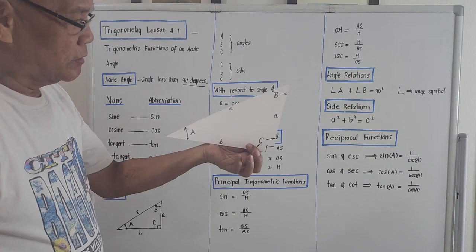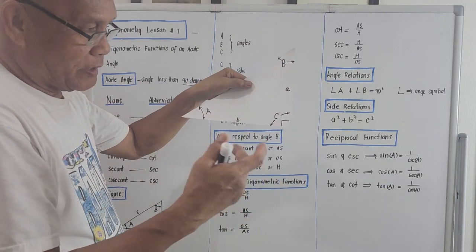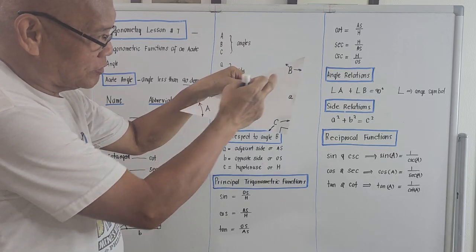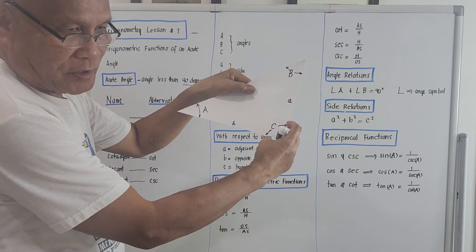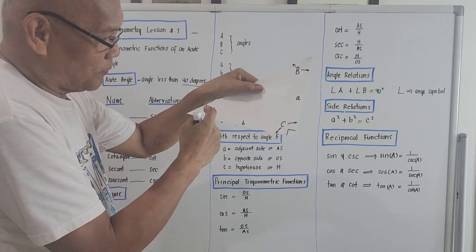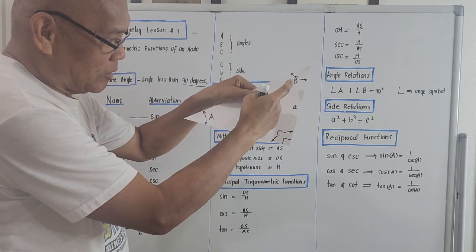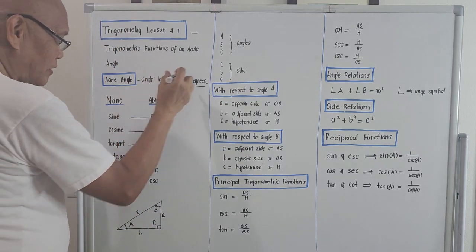Okay? Right triangle. All the formulas that we will be bringing out tonight will only be applicable to this angle here and this angle, and not to angle C, the right angle. So it will only apply to angle A and angle B, because angle B and angle A are actually less than 90 degrees.